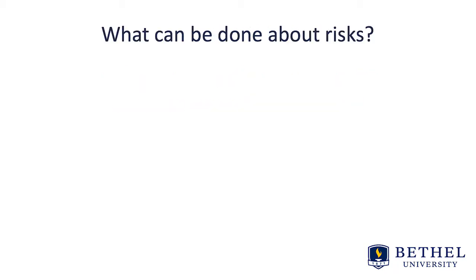What can be done about risks? You can do one of 4 things. You can avoid a risk, you can transfer a risk, you can mitigate a risk, and you can accept a risk. The project manager's job is to identify all the risks possible that would hinder the project from executing well or hinder the project from delivering on the outcomes that are agreed to by the stakeholders.